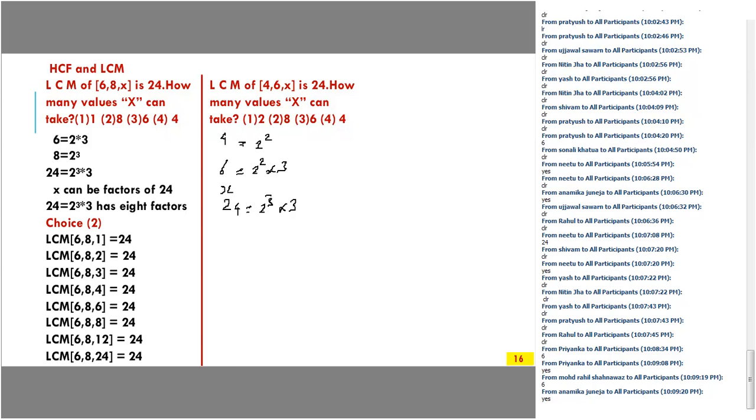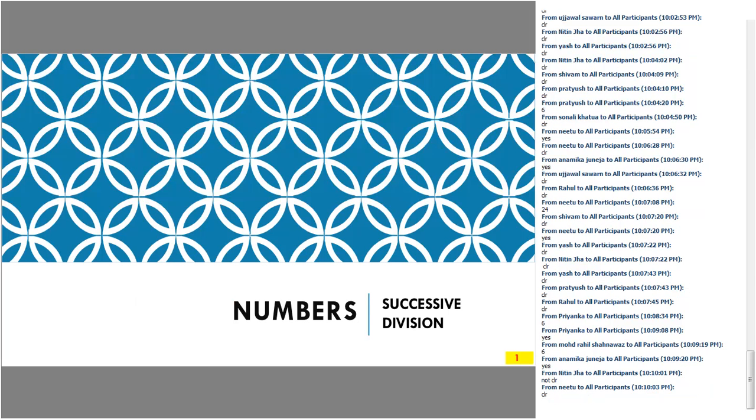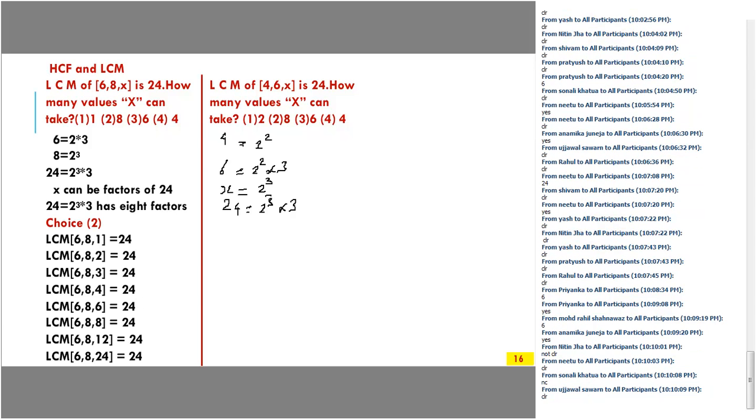So x should have 2 cubed or not? How many clear x should have 2 cubed? How many are not clear? How many clear x should have 2 cubed? How many are not clear?